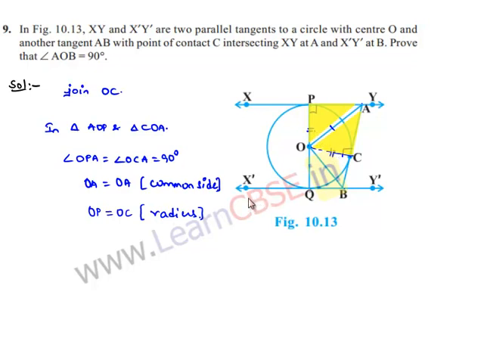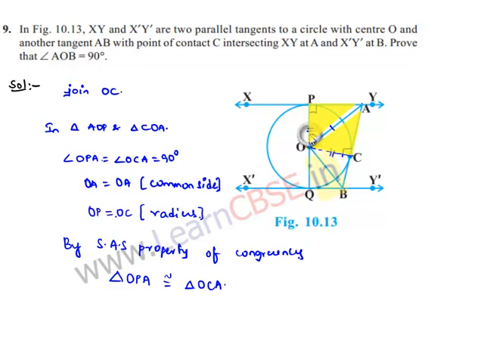Now by the SAS property of congruency, we can say triangle OPA is congruent to triangle OCA. We know that when two triangles are congruent, then their corresponding angles and corresponding sides are equal. Here we can equate angle POA in triangle OPA and angle AOC in triangle OAC. That is, angle POA is equal to angle AOC. Let it be equation number 1.